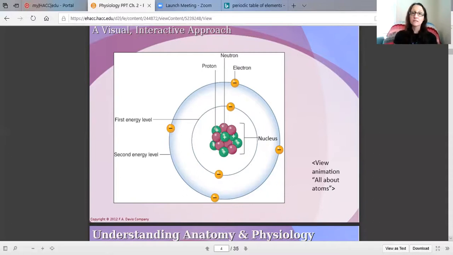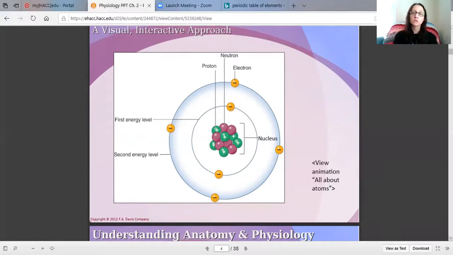Protons carry a positive charge. It's alliterative. Protons, positive. That's easy to remember. Protons carry a positive charge. Neutrons are so named because they are electrically neutral. They do not have a charge at all, but they do contribute to the overall mass of the atom. So we count them in a way. So protons are positively charged, neutrons, no charge at all, and then electrons, which are much smaller than protons or neutrons, have a slight negative charge.